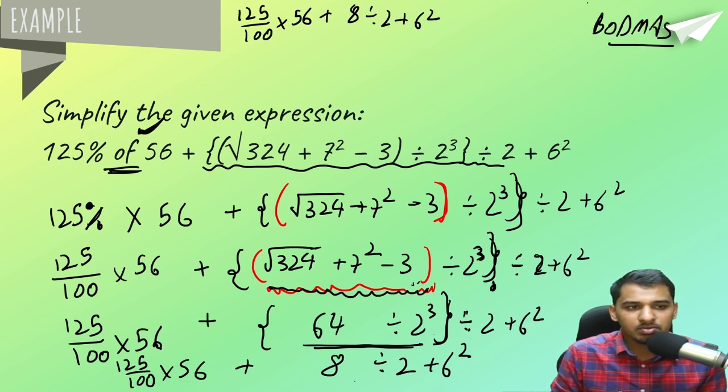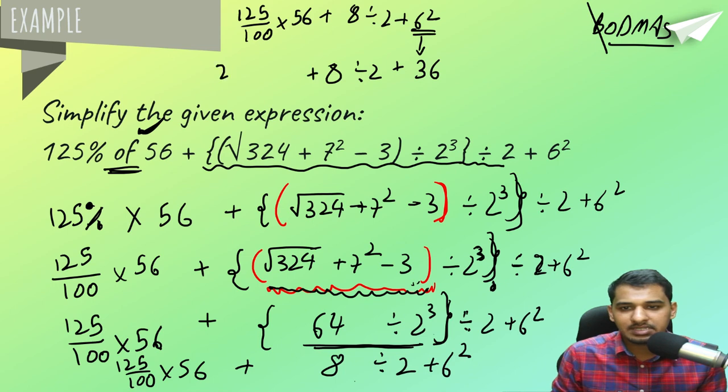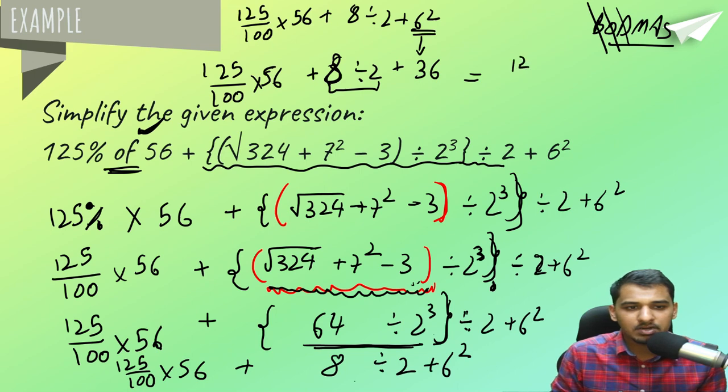Here there are no more brackets. So order is there, 6 square. 6 square is 36 plus 2, everything as it is, into 56. Now again there is order has been solved. So there's division now. Division is 8 divided by 2, so this comes out as 4. Plus 36 will be there. Okay, plus 36. So I'm writing it here: 125 by 100 into 56 plus 4 plus 36.